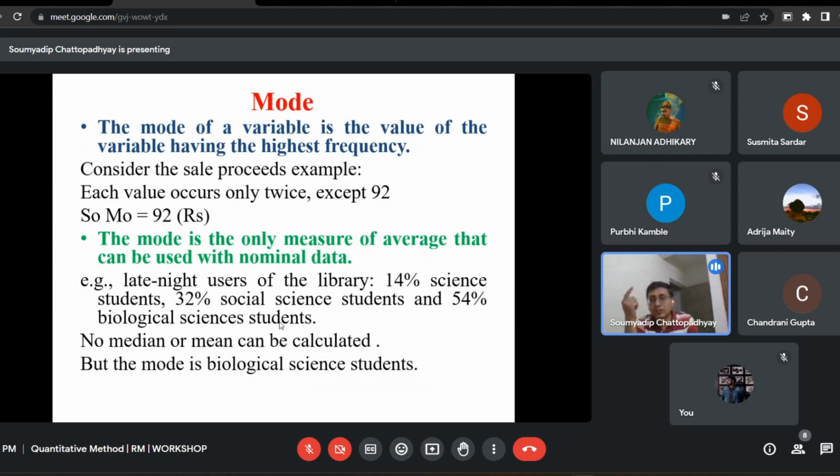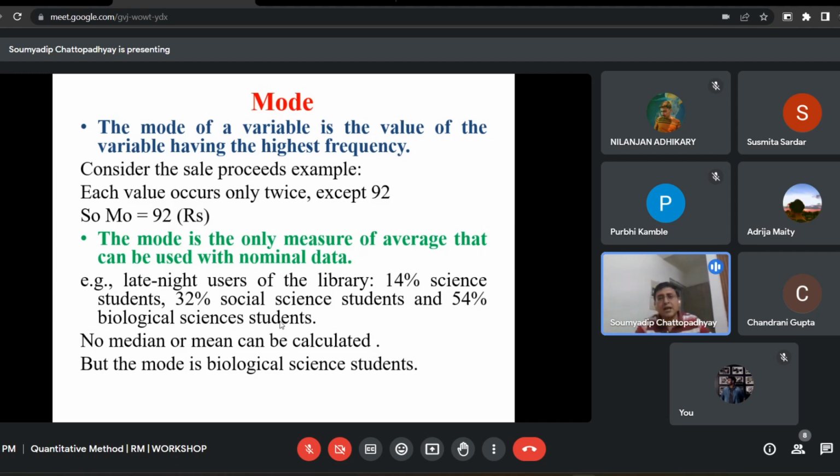In this way you can categorize the students, and then find out what percentage of students are from a science background and using the library, how many belong to social science and use the library, and how many are from a biological science background and use the library. In this case, definitely you cannot calculate the median or mean, because you have only assigned the values 1, 2, 3.